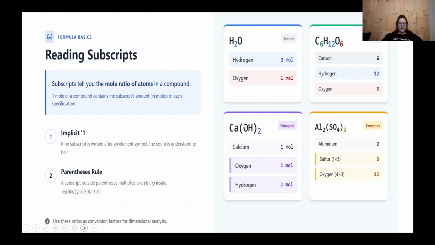Okay, so now let's look at calcium hydroxide here. If you have something in parentheses, you want to make sure to multiply that subscript by everything in the parentheses. So there are 2 moles of oxygen and 2 moles of hydrogen, along with 1 mole of calcium in calcium hydroxide. And we're talking about within 1 mole of that compound. So likewise, if you're looking at something like aluminum sulfate, there'd be 2 moles of aluminum, 3 moles of sulfur, and 4 times 3 is 12, so 12 moles of oxygen within 1 mole of aluminum sulfate.